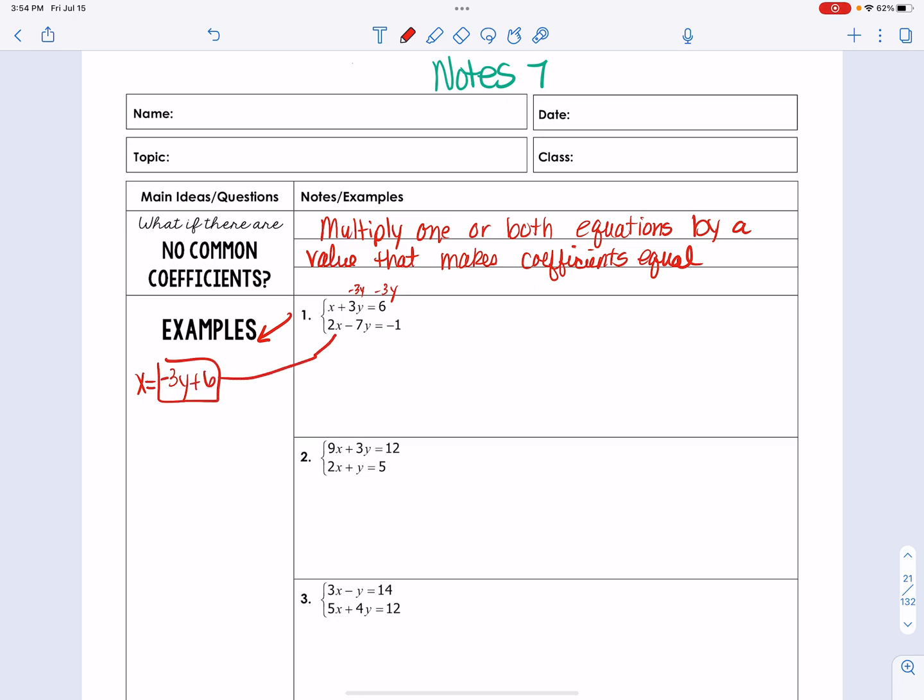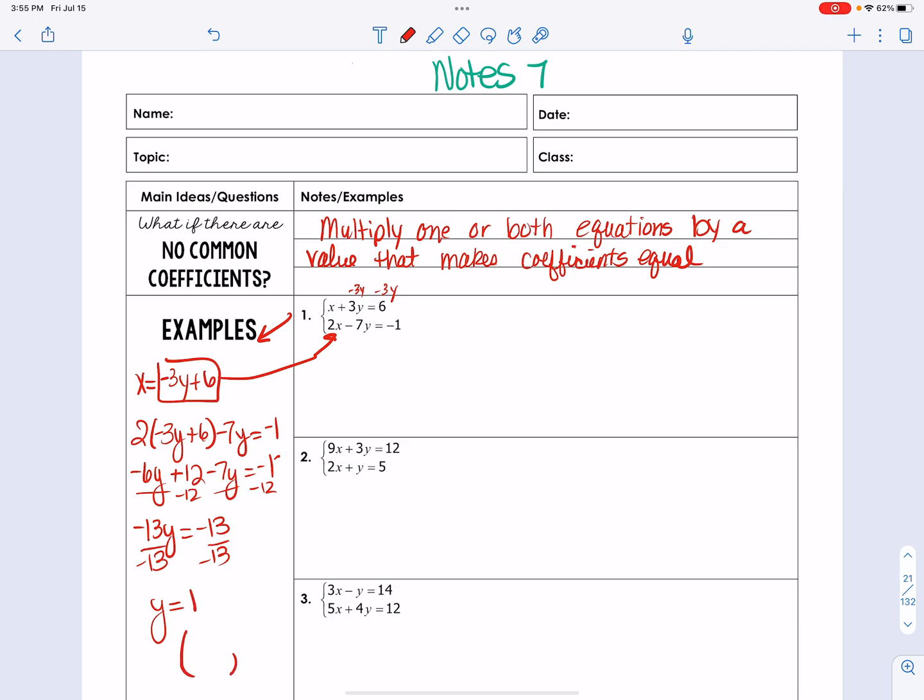And so then I'm going to put this in for x, and I get 2 times negative 3y plus 6 minus 7y equals negative 1. So multiply in: negative 6y plus 12 minus 7y equals negative 1. Combine like terms, that's a negative 13y, and I'd minus 12 to the other side, and I get a negative 13. Divide by negative 13, divide by negative 13, and y equals 1. So my point would have a y value of 1. I'm going to take that back up, so negative 3 plus 6 is 3. Okay, so I can do this problem by substitution.